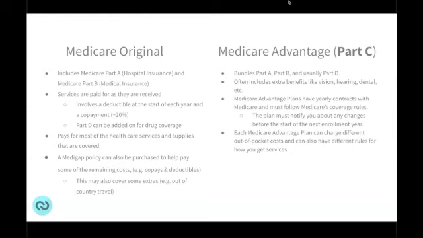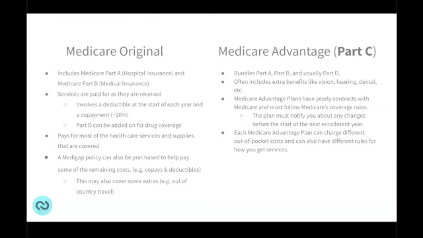So Part D can be added on for additional drug coverage, and Part D typically has a cost associated with that as well. So the Medicare Original pays for most of the healthcare services and supplies that are covered underneath the Medicare program. You also have the ability to add a Medigap policy, and this can help you pay for some of the remaining costs. So if there are those exception things that weren't covered, it will help you pay for some of those. And it can also help out with things like your copays, your deductibles, and some of the extras.